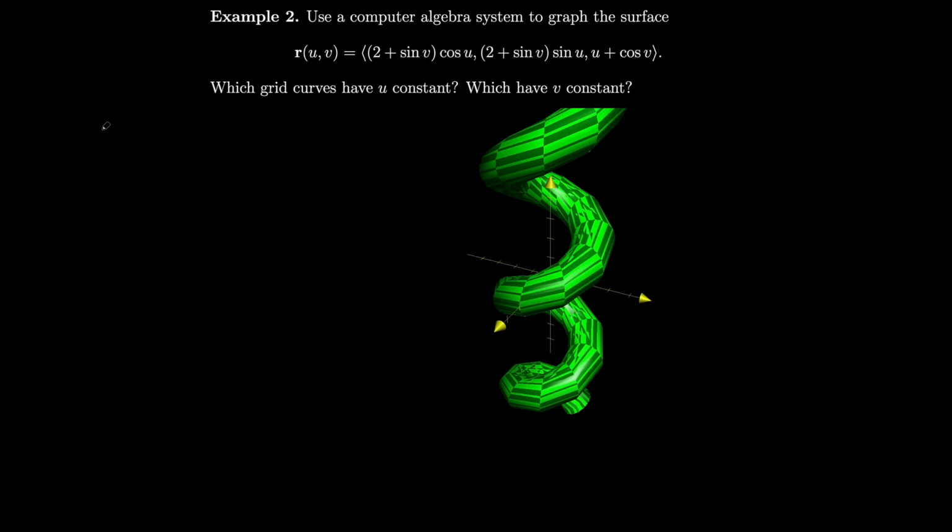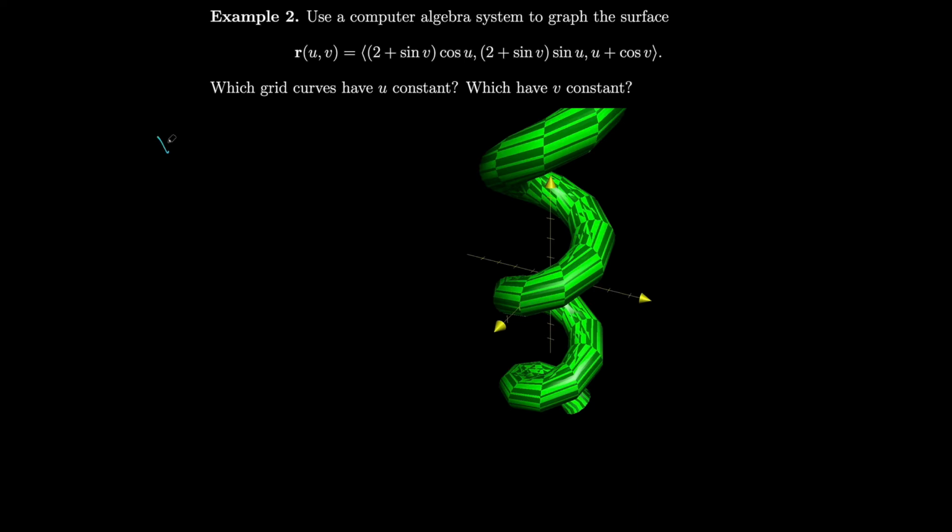Which ones have v constant? Well, v constant is a little bit easier. Notice that if v is constant, then this is some constant times u. This is cosine u. This is some constant times sine of u. These are the only variables now. So cosine, sine, and then v is constant. So this is also just u plus a constant. That literally just looks like our helix.